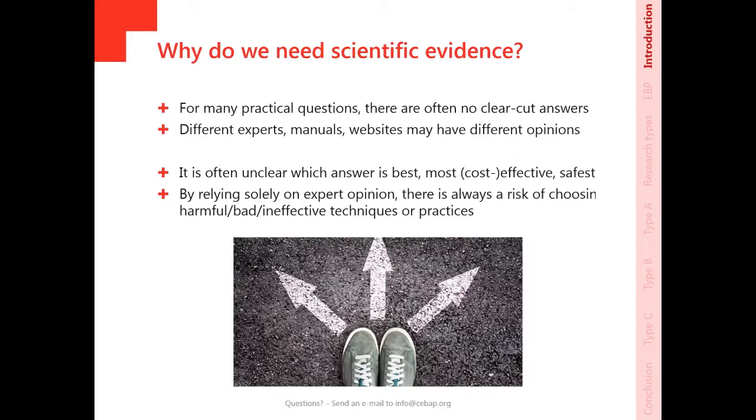And perhaps you can even think of a few examples where different NGOs have a different way of handling humanitarian aid in the field. The issue with this way of working is that it is often unclear which answer is best, which intervention is most effective, most cost-effective, and safest. So by relying solely on expert opinion, there is always a risk of choosing harmful, bad, or ineffective techniques or practices. And I will try to illustrate this by giving you an example.